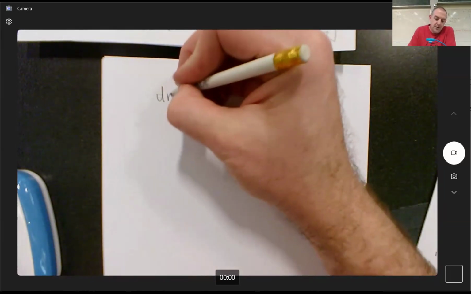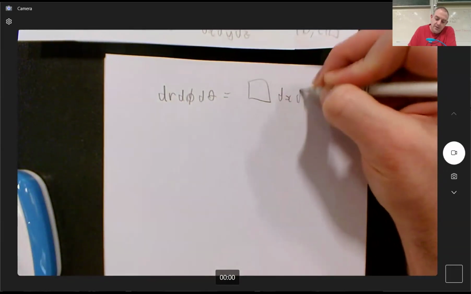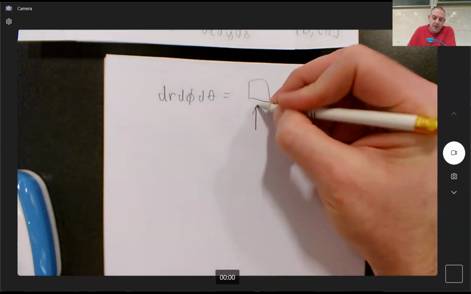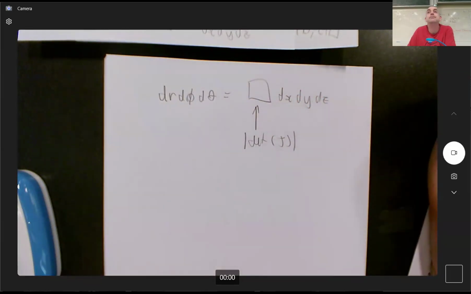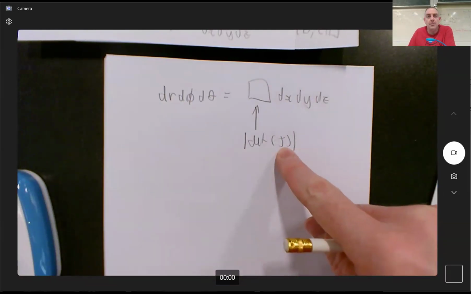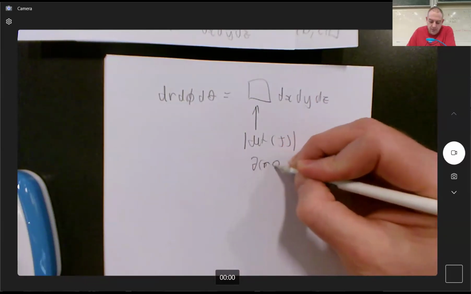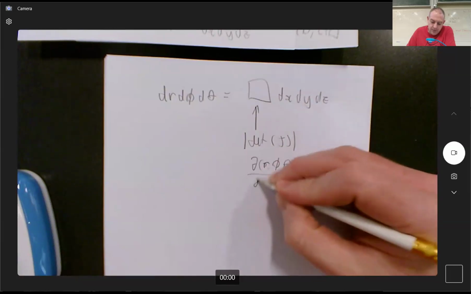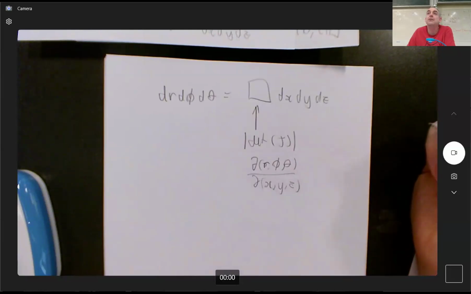So I said that dr d phi d theta is something times dx dy dz. The something is the absolute value of the determinant of the Jacobian. That's what they use. They use the word Jacobian in this course, right? And that Jacobian is also known as d(r, phi, theta) over d(x, y, z), also known as that.